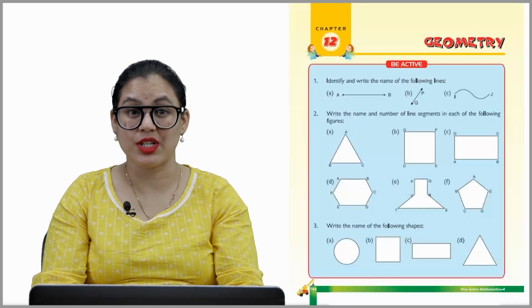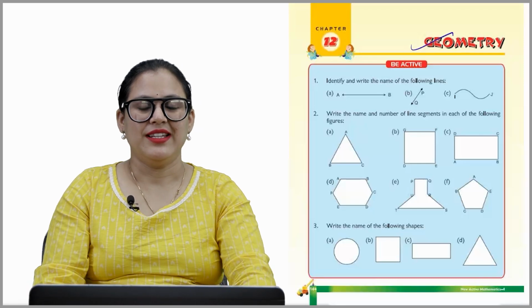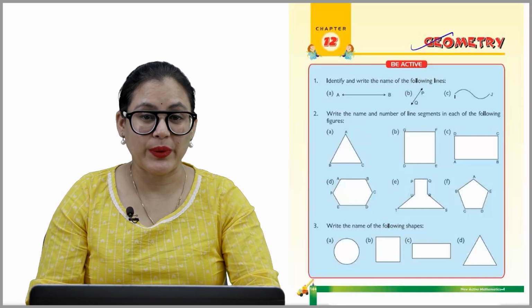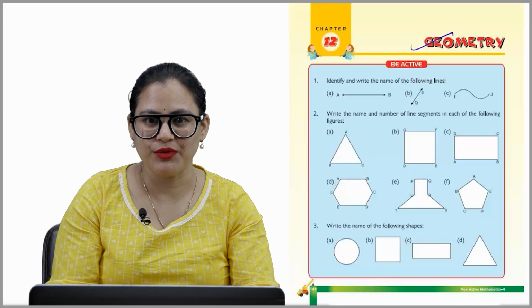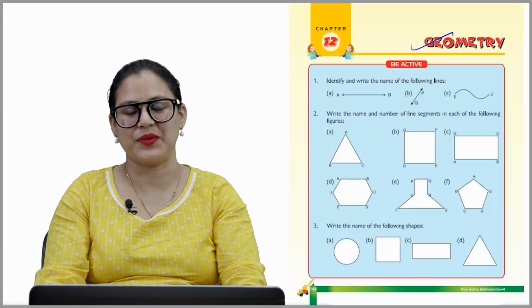Let's start today's chapter, geometry. Number 1, identify and write the name of the following lines. You can write the name of these lines. AB, this is AB, this is PQ, this is LG, okay.